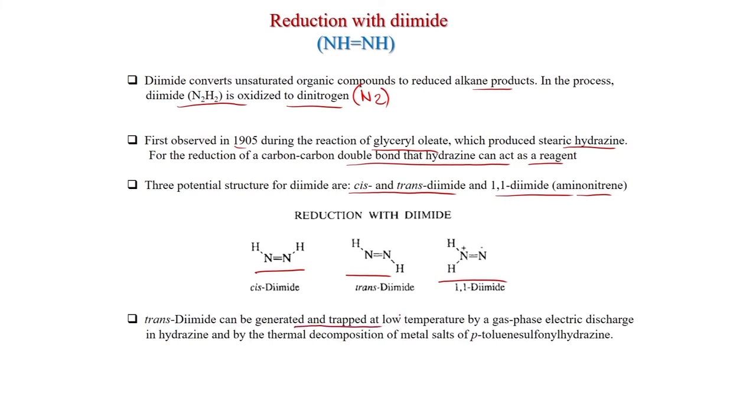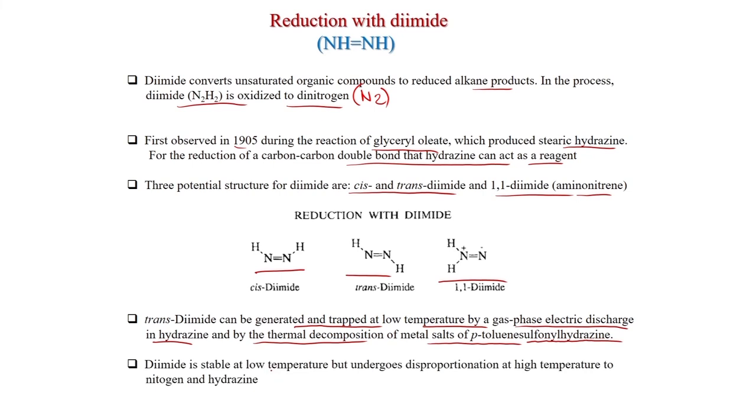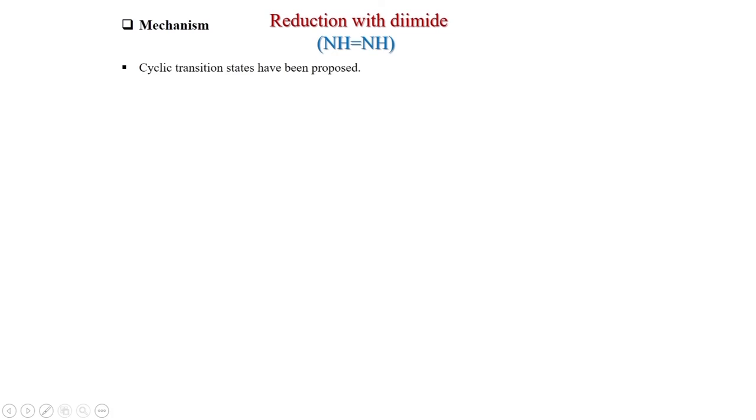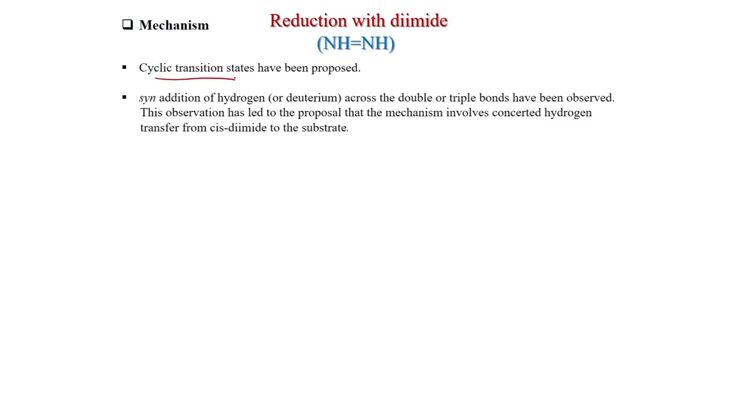Trans diimide can be generated and trapped at low temperature by a gas phase electric discharge in hydrazine, and by the thermal decomposition of metal salts of para-toluenesulfonylhydrazide. So, diimide can be prepared by electric discharge or the metal salt thermal decomposition. Diimide is stable at low temperature, but undergoes disproportionation at high temperature to nitrogen and hydrazine. So, that means this reaction should be done at low temperature, that we will see. So, for the mechanism, a cyclic transition state has been proposed. Syn addition of hydrogen or deuterium across double or triple bonds has been observed. This observation has led to the proposal that the mechanism involves concerted hydrogen transfer from cis diimide to the substrate.